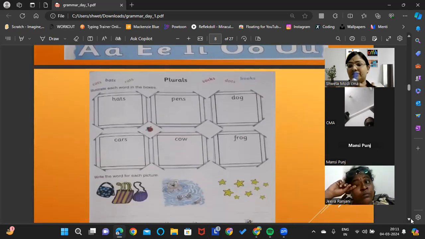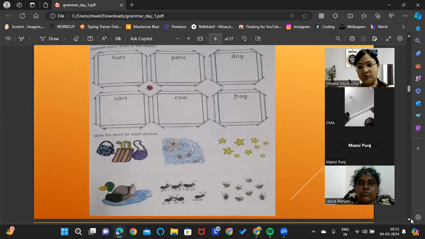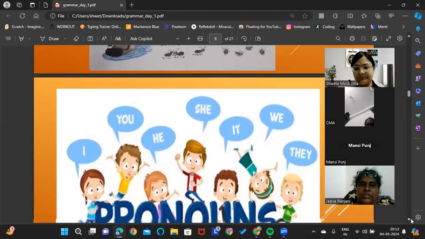Plurals, one and many. So you can ask them to show one pencil and then you ask them to show many pencils. You ask them to show any one thing and then you ask them to show many. So when it is one, we don't use S, and when it is more than one, we use S.